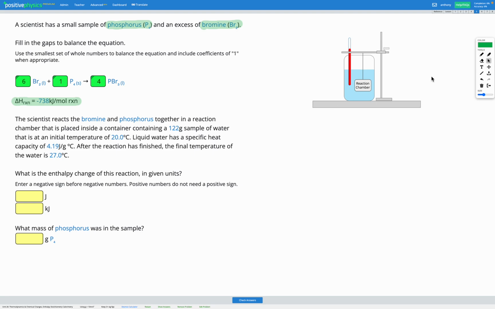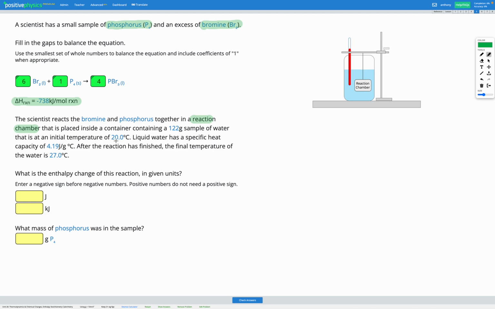We're then told that the scientist reacts the bromine and phosphorus together in a reaction chamber that is placed inside a container of water. So you can see in this image here, the reaction chamber. Inside there is where the reaction between the phosphorus and the bromine is happening. As the reaction happens, it's either going to generate heat or it's going to absorb heat, and the temperature of the water is going to change as a result.